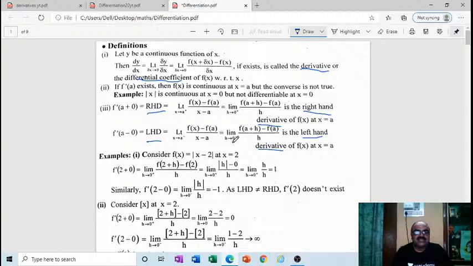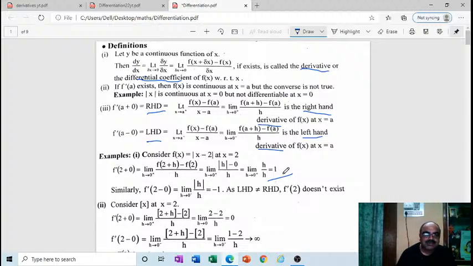Friends, let's see this with an example here. Consider f of x is equal to mod x minus 2 at x equal to 2. f dash of 2 plus 0 is equal to limit h tends to 0, f of 2 plus h minus f of 2 by h. As h tends to 0, this whole sum changes to h minus 0 by h, which is nothing but h by h, which is 1. Very simple concept to understand the concept of RHD and LHD.